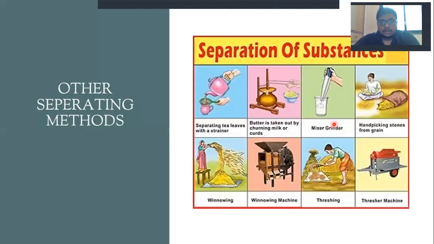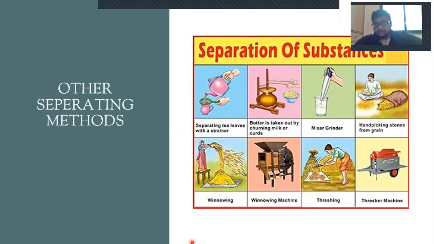Okay, and there are other methods of separation also, like separating tea leaves with a strainer. Then butter is taken out by churning milk. Then a mixer grinder just grinds it. Then hand picking stones from the grain. Then there is winnowing. Okay, winnowing, the lady over here stands at a height, and wind is rushing, and she drops the seeds down below, and all the chaff present in the seeds gets blown away because of the wind.